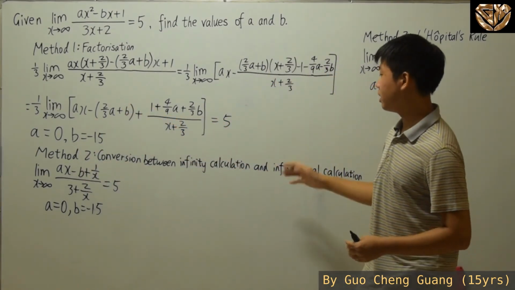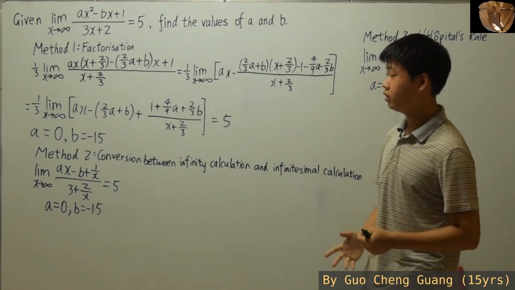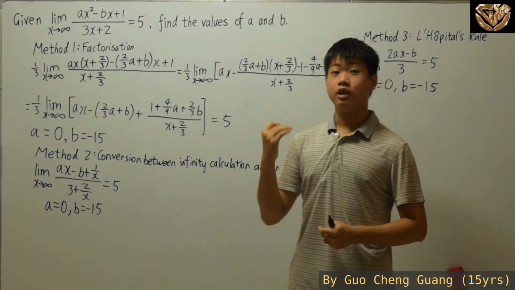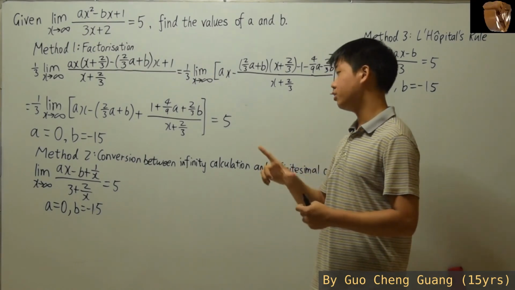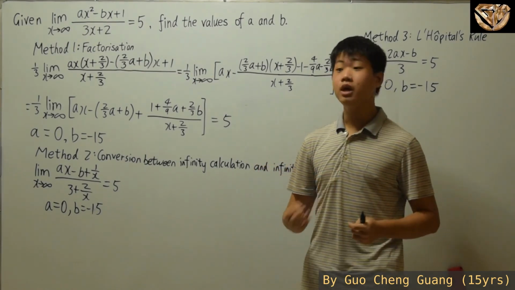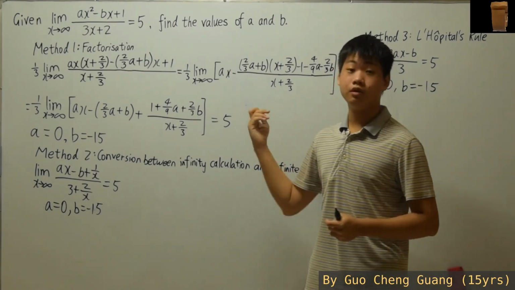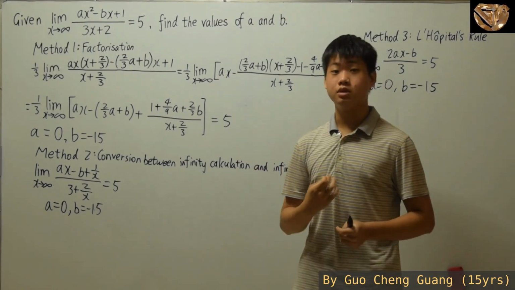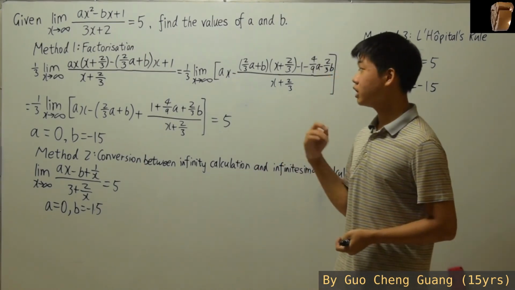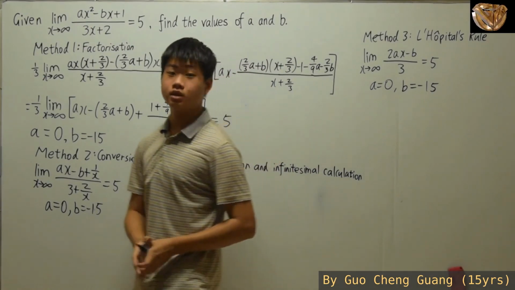Right. So then method 2 and method 3 are similar in terms of trying to find that infinity term, making all the others a constant term. Then the coefficient of the infinity term, once again, becomes 0. Alright? So that's pretty much it for these three methods and this example.